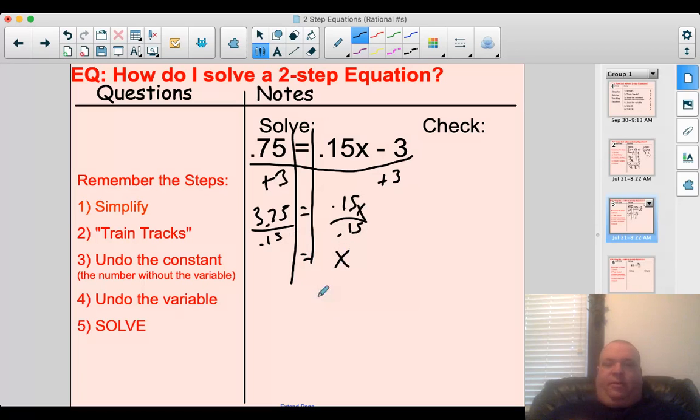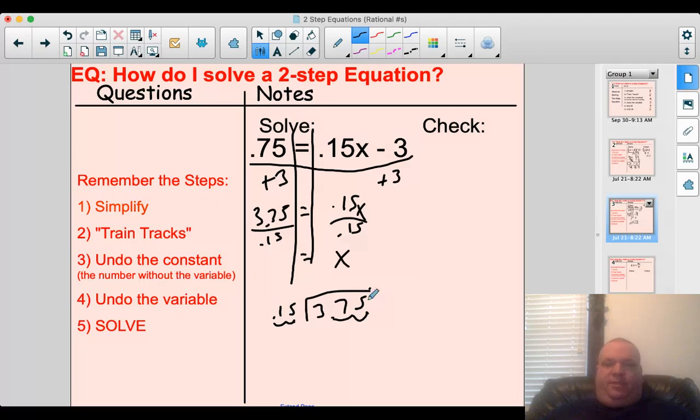And here's where I've got to remember some decimal division. So 3.75 divided by 0.15. Remember, it's okay to have a decimal here, but we do not want a decimal outside. So to take care of that, I've got to move the decimal over 2 places. And then I've got to do the same thing here. So the decimal here is now after the 5.